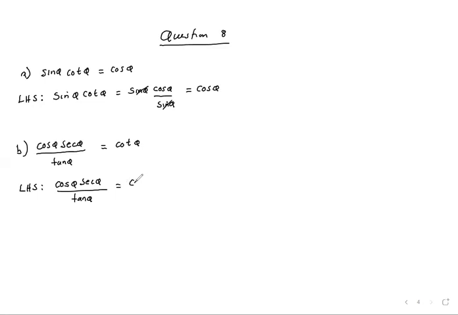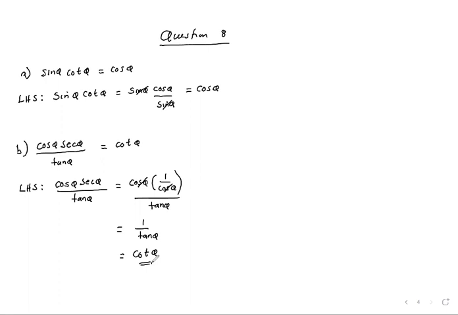So this is going to be cos theta multiplied by 1 over cos theta over tan theta, giving us cos over cos is 1. So we have 1 over tan theta, and this is exactly what is called cot. So identities are very, very easy, as long as you know how to switch from tan, cot, sec, cosec to sine, cos, then you are done.